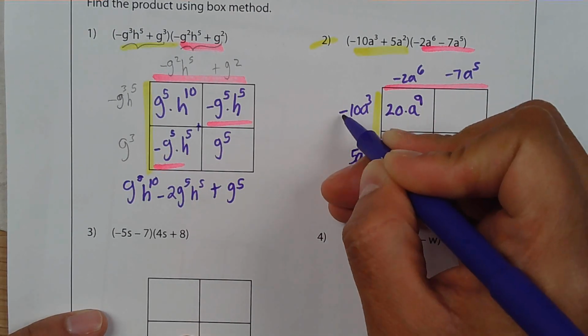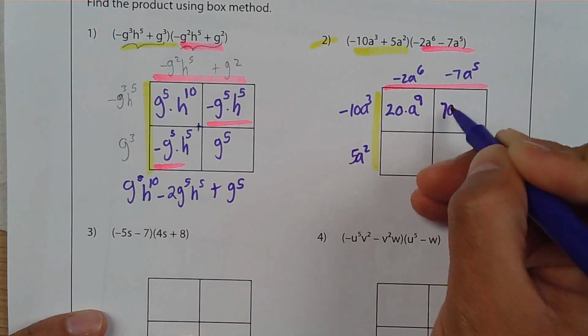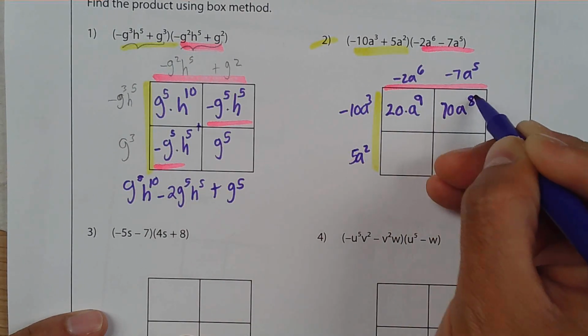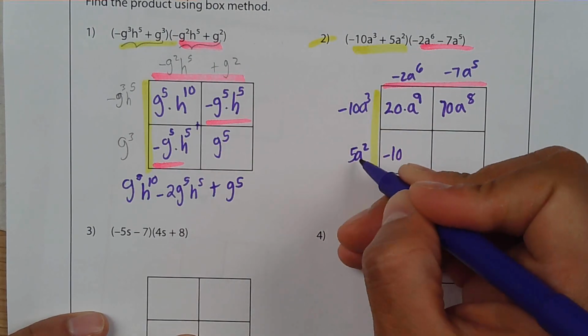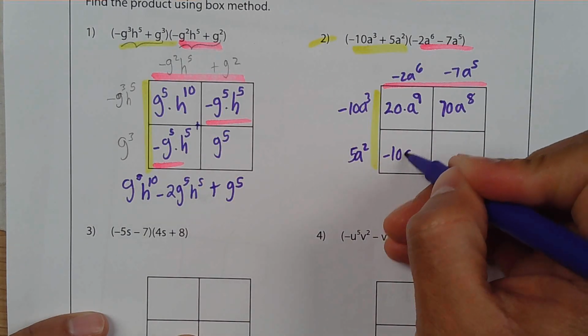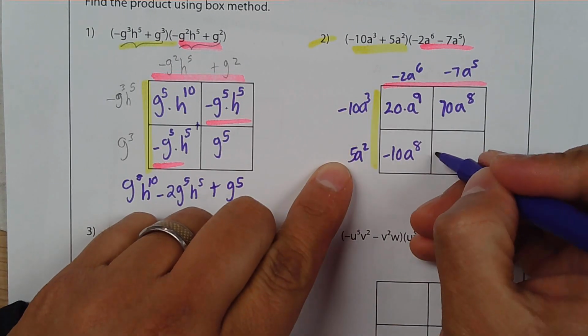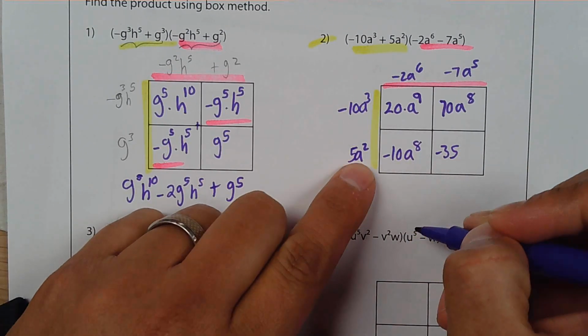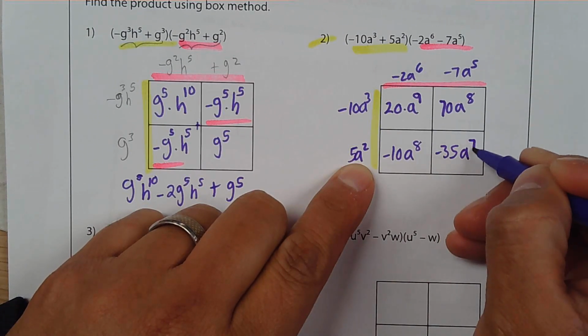This is negative 10 times negative 7 will be positive 70. A to the 8. 5 times negative 2 will be negative 10. A to the second times a to the 6. You add the exponents, so a to the 8. And 5 times negative 7 will be negative 35. A to the second times a to the fifth will be a to the 7.